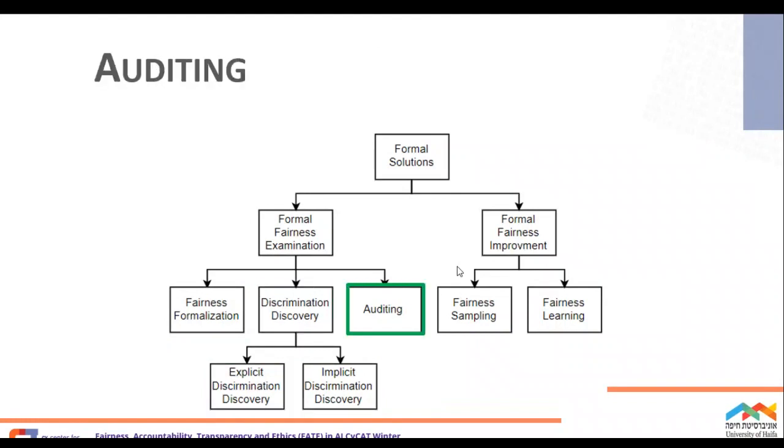Discrimination discovery we discussed, and then there is auditing, which actually is the same as discrimination discovery. It is meant that auditing is done by an external body to ensure that the system is fair, unlike discrimination discovery, which is a general set of techniques that may be used either by developers, whoever is going to use the system, or by external bodies. By the name of auditing, it means that an external body is doing the examination and ensures that the system is fair.